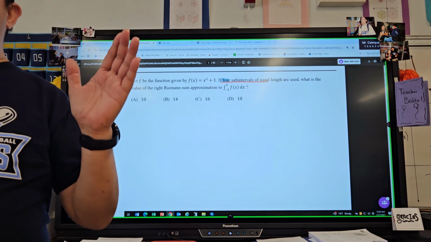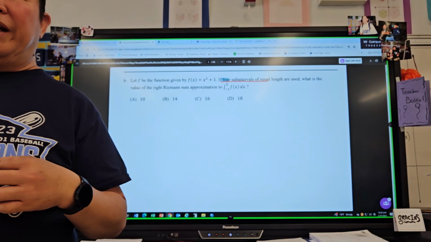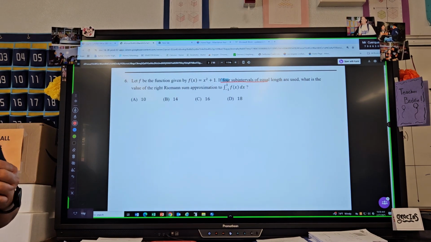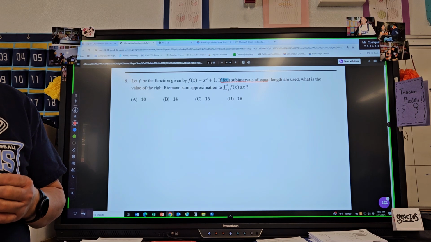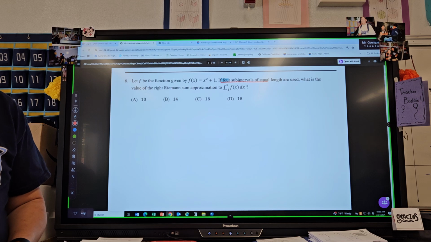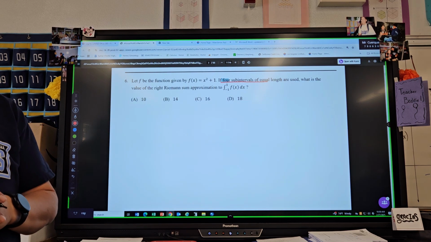Now, one of the methods right here to do this problem is, what do you think? Derivative? Or shall we make a table?